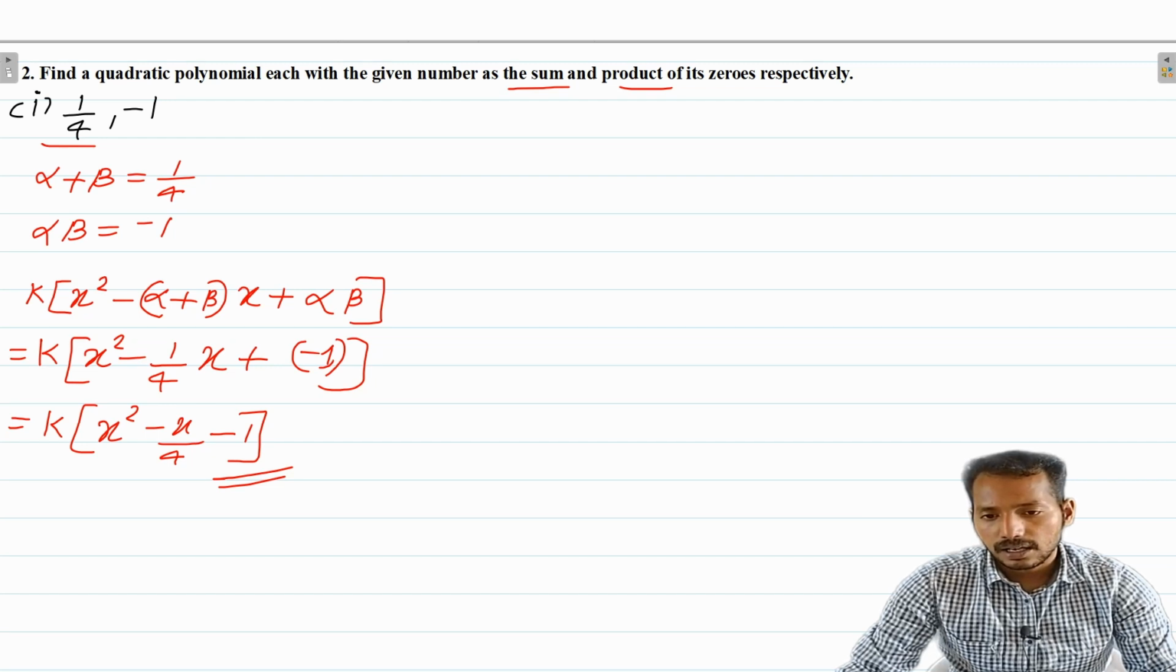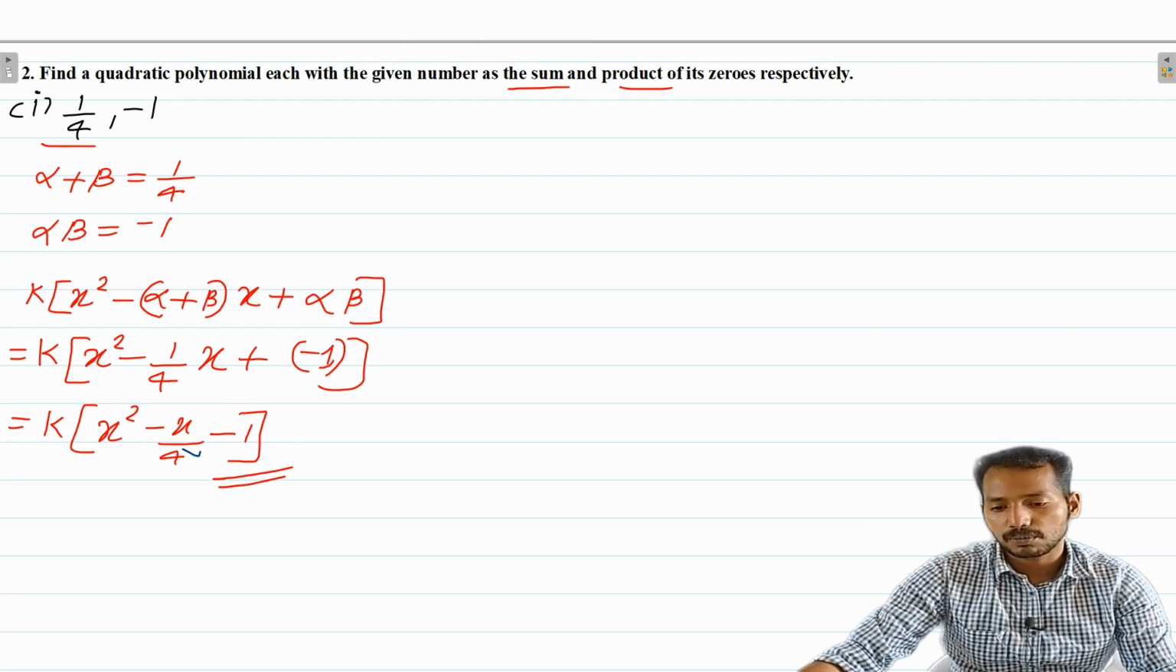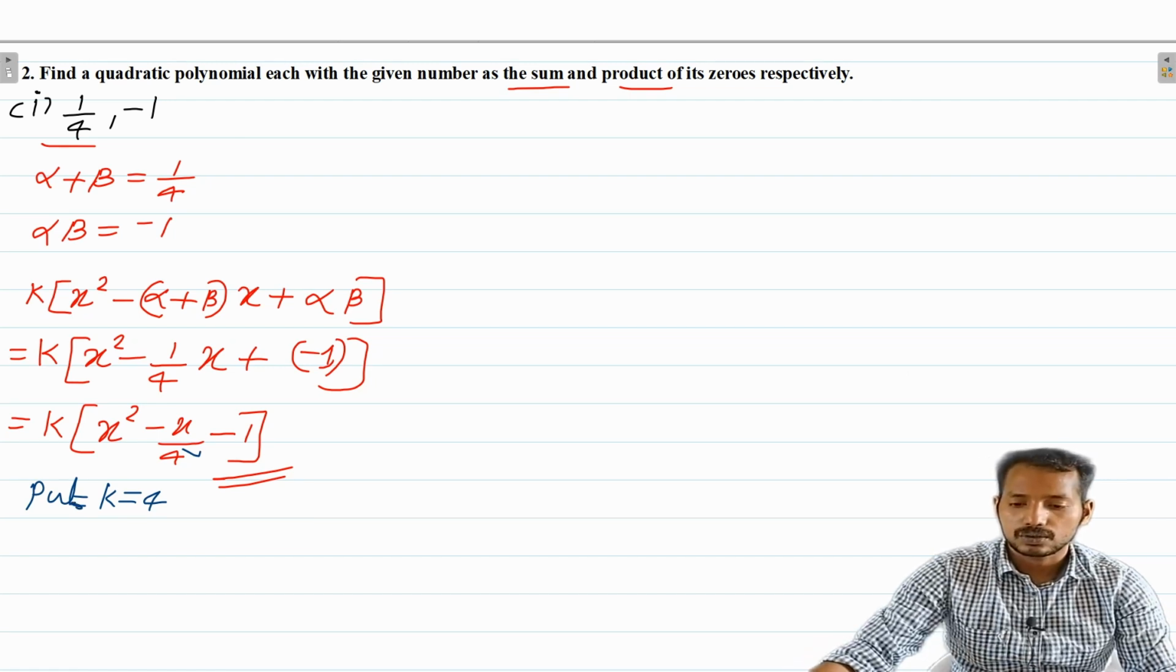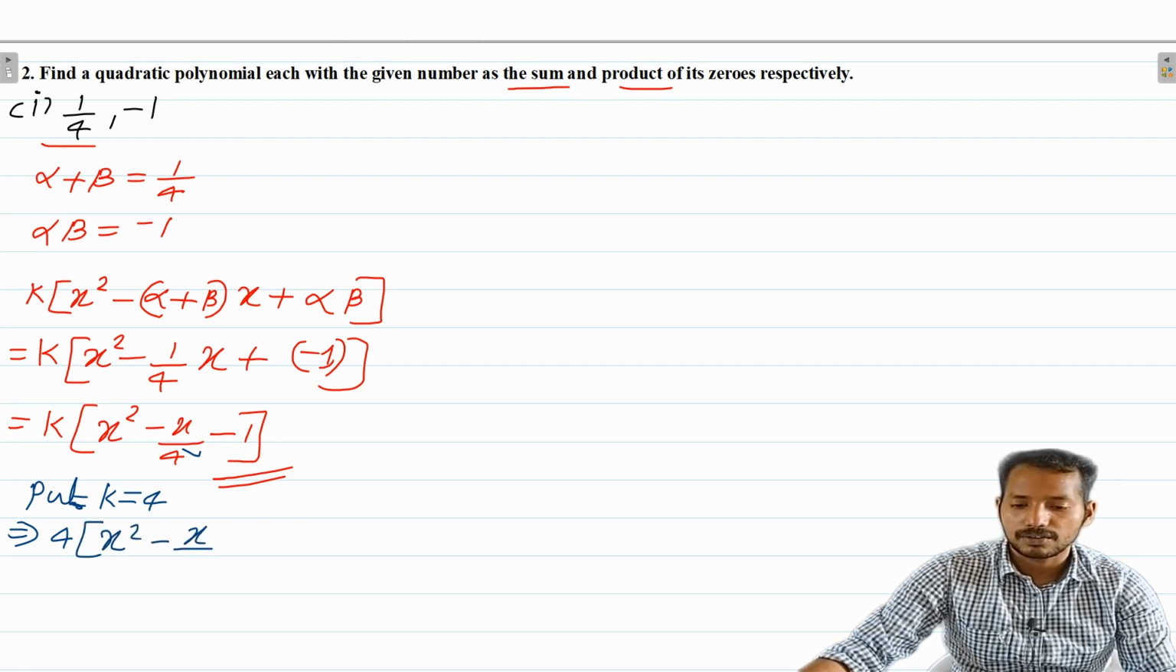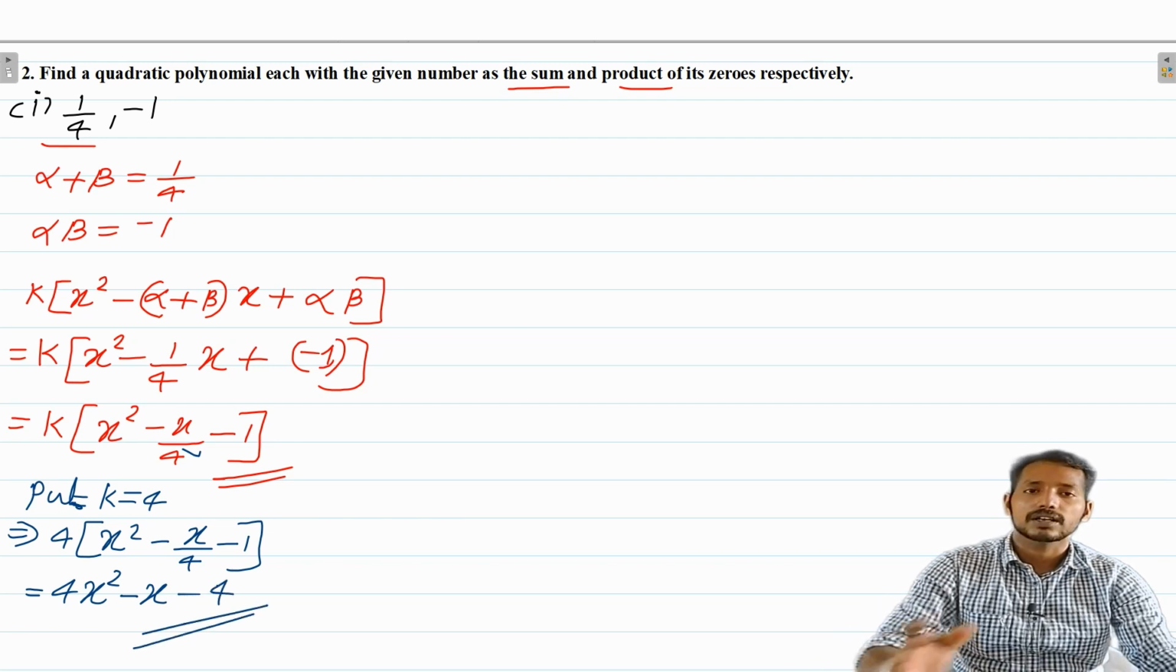Now here see, x by 4, a denominator is there. So we have to eliminate that denominator. So put k equal to 4. That implies 4 into x square minus x by 4 minus 1. Multiply that 4 inside. 4 into x square is 4x square. 4 into 1 by 4 will be cancelled, so minus x. Minus 4 into 1 will be minus 4. So this is the final answer.